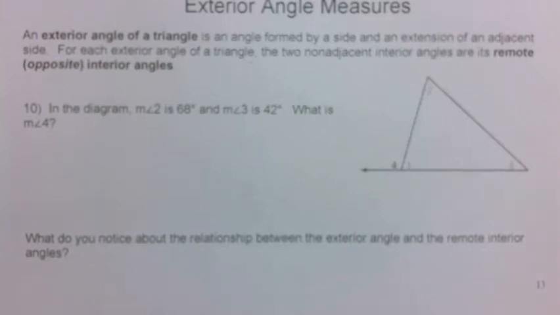In this section, we're first going to learn about exterior angle measures. An exterior angle of a triangle is an angle formed by a side and an extension of an adjacent side. For each exterior angle of a triangle, the two non-adjacent interior angles are its remote interior angles.